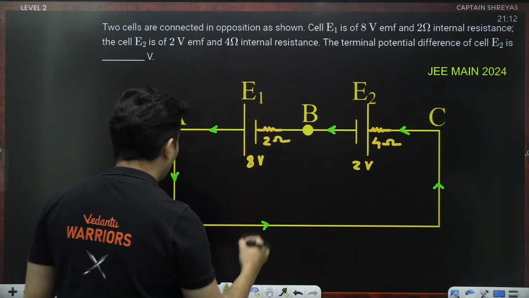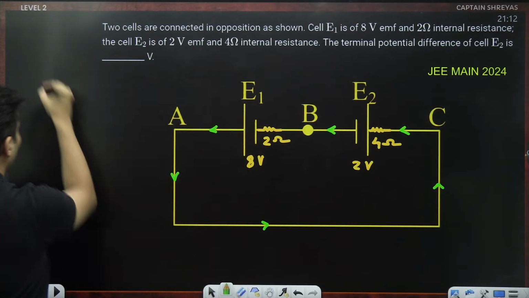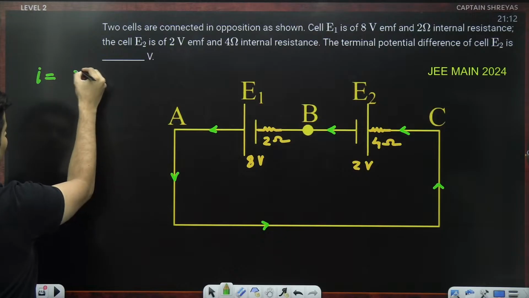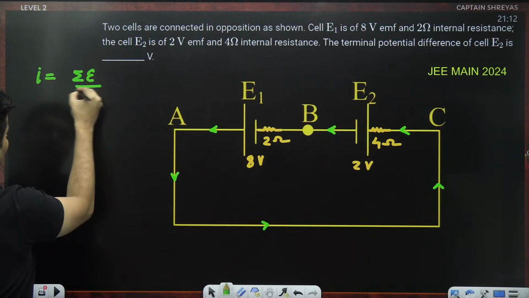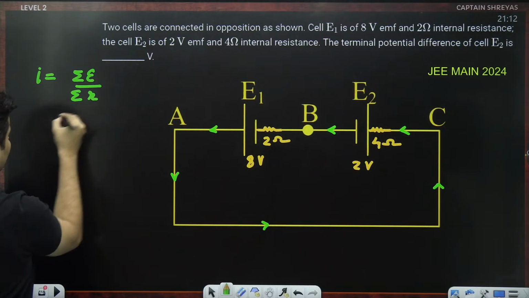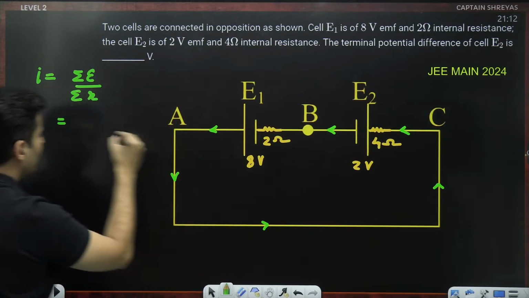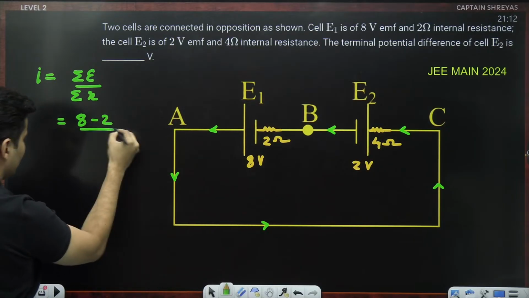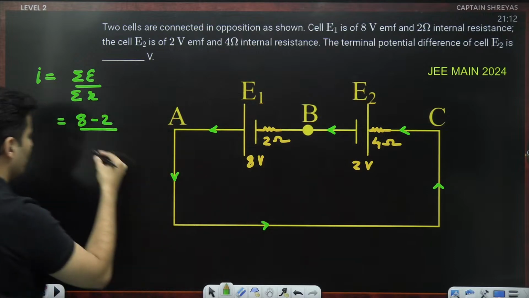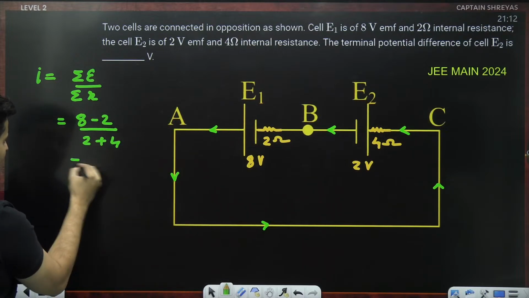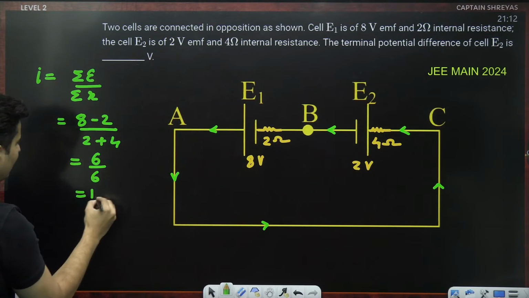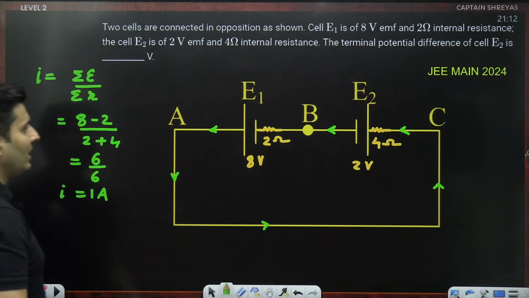So if you ask me how much current is going to flow, the net EMF by the net resistance. Net EMF won't be 8 plus 2, they are opposite, so it will be 8 minus 2. Resistances don't have any such problem. You just add the resistances. So it will be 6 by 6, which means it will be 1 ampere. So current is 1 ampere.